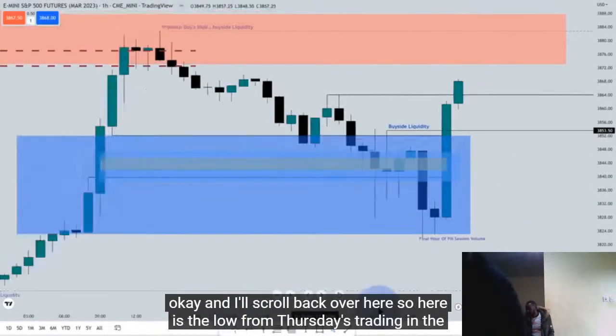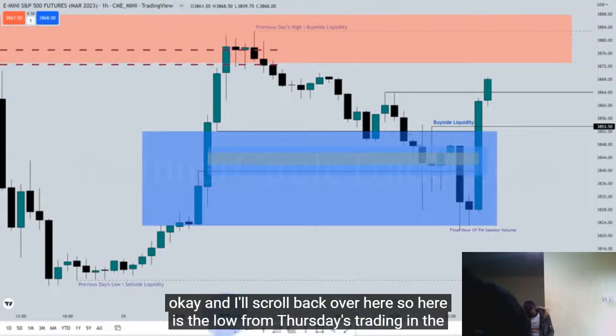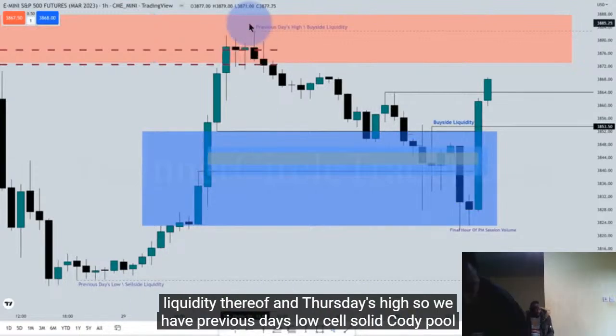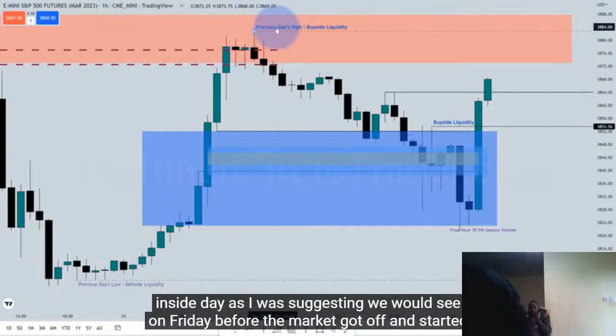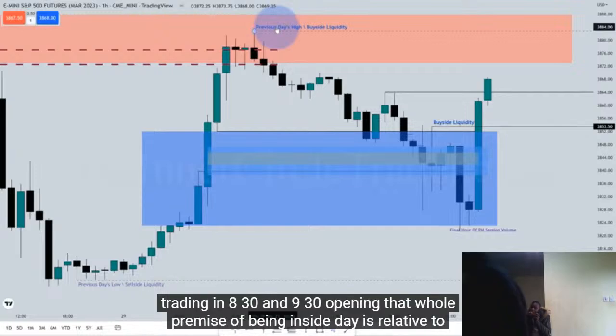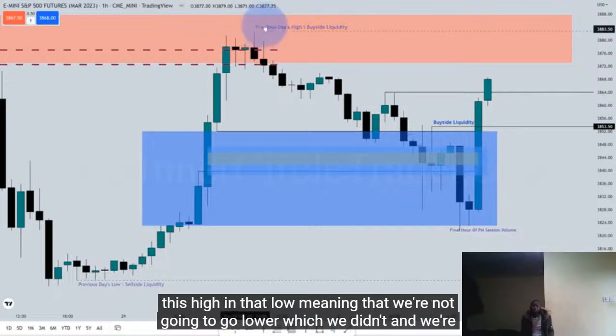Okay, and we'll scroll back over here. So here's the low from Thursday's trading and liquidity there, and Thursday's high. So we have previous day's low sell side liquidity pool noted, and Thursday's high buy side liquidity noted. If we're going to be expecting an inside day, as I was suggesting we would see on Friday, before the market got off and started trading in 8:30 and 9:30 opening, that whole premise of being inside day is relative to this high and that low.